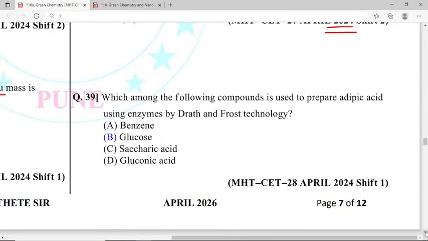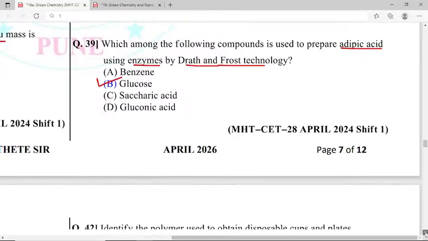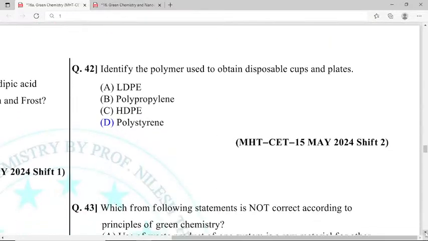Next question, which among the following compound is used to prepare adipic acid using enzyme by the Draths and Frost technology? Glucose. So glucose is your answer. That's the glucose obtained from biological sources.